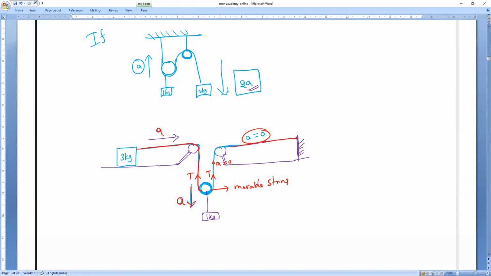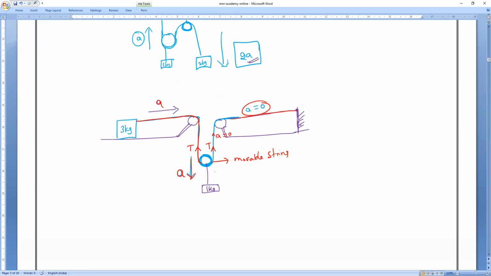Only this body is coming closer, so this pulley is going down. Do you all understand what I'm saying exactly? Clear, everyone? So now the acceleration of the pulley is in the downward direction. Can you find the acceleration of the pulley? It is equal to A1 plus A2 divided by 2. So now, what is A1?